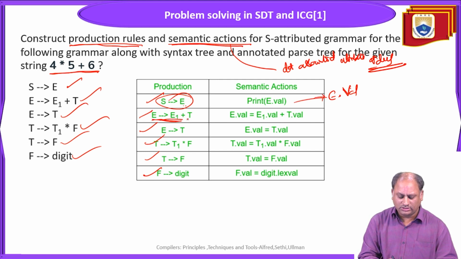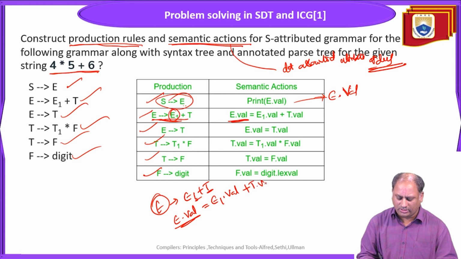Whereas, if we consider this expression, E derives E1 plus T. What is the value associated with the attribute E? That is to be written as E dot val equals E1 dot val plus T dot val. Those are the attribute-associated information to be written, and these are evaluated at the time of constructing the parse tree and syntax tree. That is the annotated parse tree notation. So before evaluating, we have to write the semantic actions, and based on these we construct the parse tree.